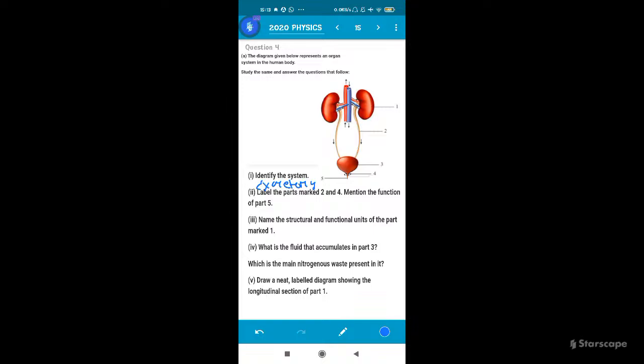Okay, now your next question is label the parts marked 2 and 4. So this is 2 and this is 4. Okay, so what is 2? 2 is the ureter, which transfers the urine from the kidney to the urinary bladder. So 2 is ureter. Okay, and number 4 is the sphincter muscle, whose opening and closing helps in the passage of urine outside the body. So sphincter muscles.